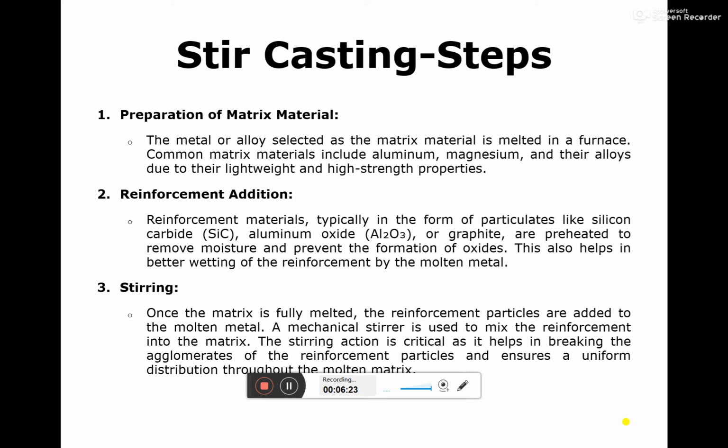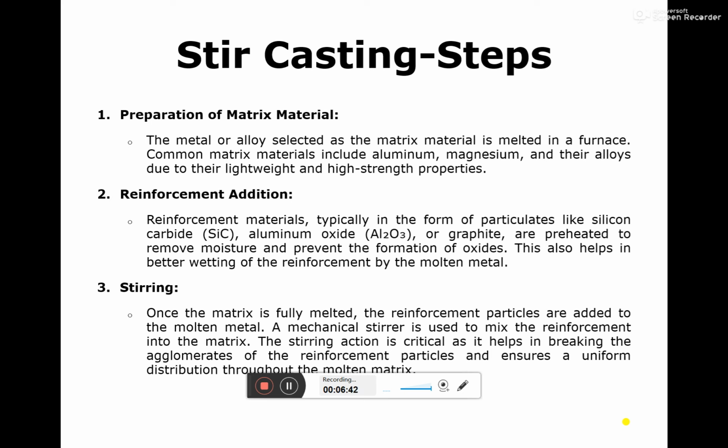Mainly it helps in breaking the agglomerates of the reinforcement particles and ensures a uniform distribution throughout the molten matrix. Okay, so randomly we are placing the reinforcement particles by this stirring action.